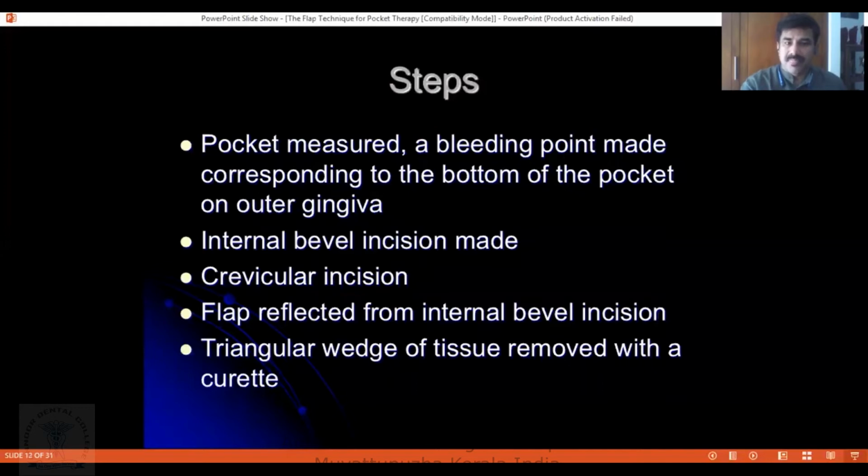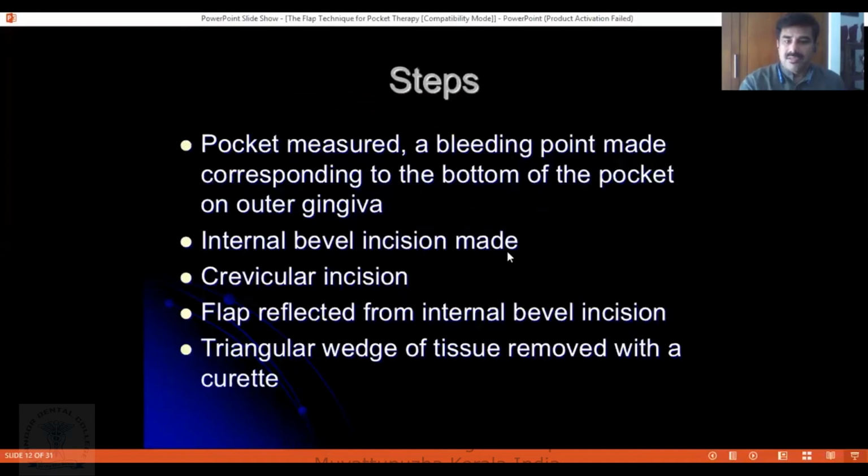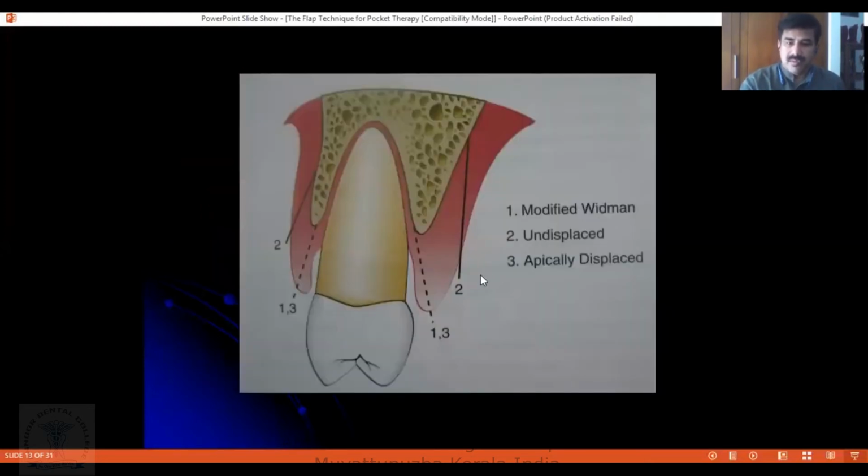So the steps are: the pocket is measured, a bleeding point is made corresponding to the bottom of the pocket on the outer gingiva. So the pocket is measured, a bleeding point is made here on the outermost aspect of the gingiva. Internal bevel incision is made, crevicular incision is made. The flap is reflected from the internal bevel incision. The triangular wedge of tissue is removed. So from here, internal bevel incision is made, crevicular incision is made, and this whole band of tissue is going to be removed.